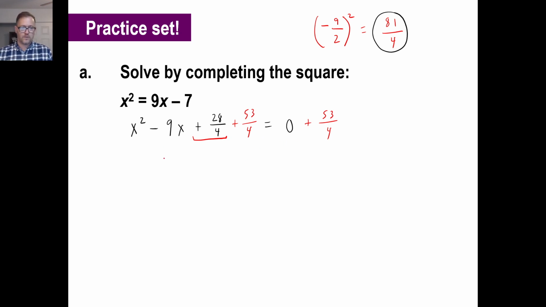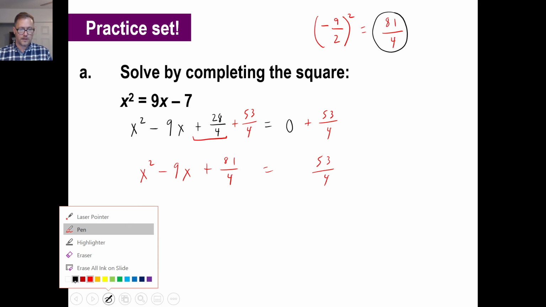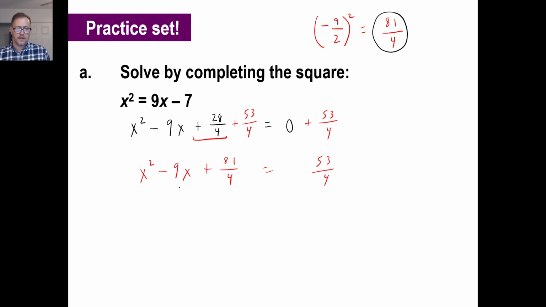All right, let's rewrite this mess here. So we got x squared, we got minus 9x, we got plus 81 over 4. That's going to equal 53 over 4. Okay. All right, now we are going to factor this thing, and it always works perfectly because we've set it up to be. And don't forget, you don't have to wonder what this number right here is going to be. It's always half of the middle number. So minus and then a 9 over 2. That's what it will be. 53 over 4, I'm just copying that again.